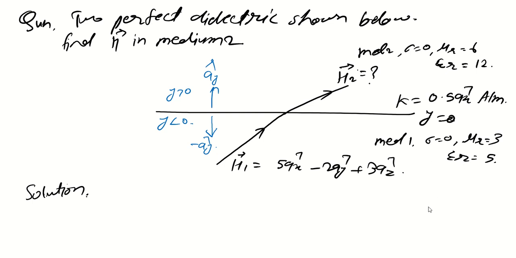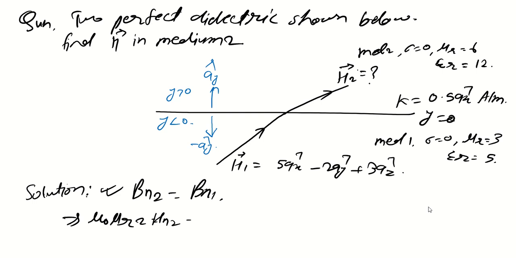So what we will try to find out is, we know the relation, the normal component of Bn2 will be equal to Bn1, that is, the normal components of the magnetic flux density are continuous. So what will happen in that case? Mu naught mu r2 into Hn2 will be equal to mu naught mu r1 into Hn1.